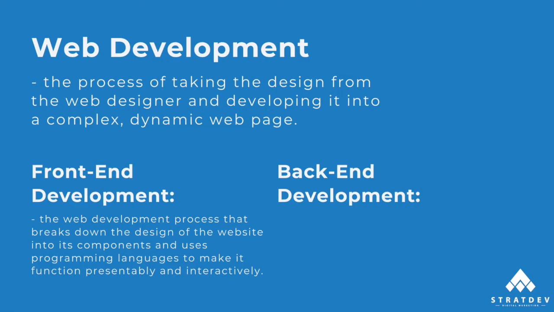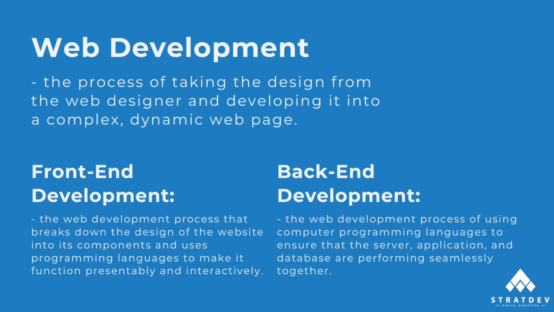Content management systems, like WordPress, are also part of front-end development and are commonly used by more advanced web developers in order to allow their clients to more easily manage and modify their digital content. Back-end development, on the other hand, is the process of using computer programming languages such as PHP, Python, Java, and Ruby to ensure that the server, application, and databases are all performing seamlessly together.